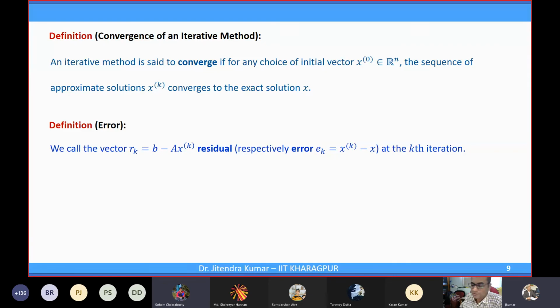Sir, if we calculate x^(k+1) minus x^k, and if it is getting smaller, the norm is decreasing, can we say the method is convergent? Yes, if you compute x^(k+1) minus x^k and compare with x^k, basically we consider the difference between the i-th and (i+1)-th steps, and if we see that the norm is decreasing, we can say the method is converging, right?